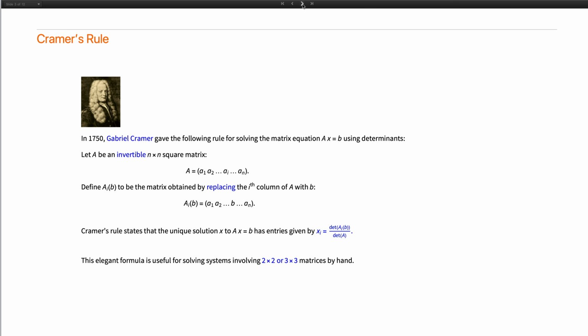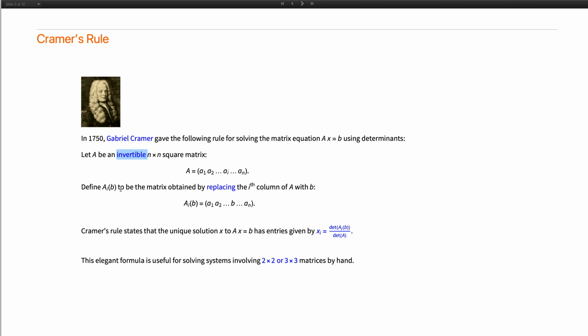So let's begin with Cramer's rule, a classic application of linear algebra. In 1750, Gabriel Cramer gave a method for solving the matrix equation Ax = b using determinants. The idea is this: suppose you have an invertible n by n matrix, like this one over here. The columns are A1, A2, up to An. And let's say you want to solve the system.